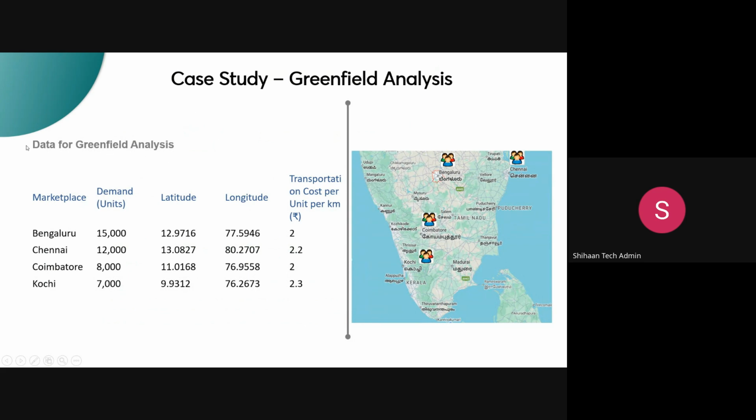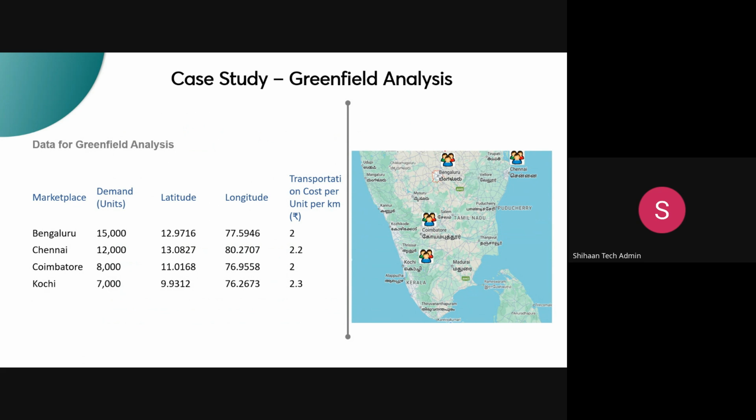Now see, I have placed whatever data is given on the map so there is a better visual effect, visualization basically. I have placed Bangalore, Chennai, Coimbatore, and Kochi. So these are my marketplaces. Now to locate my distribution center, basically DC, it can be in Bangalore. I can place it in Bangalore.